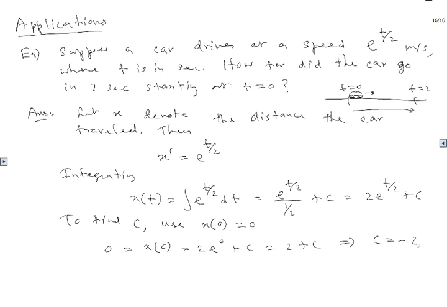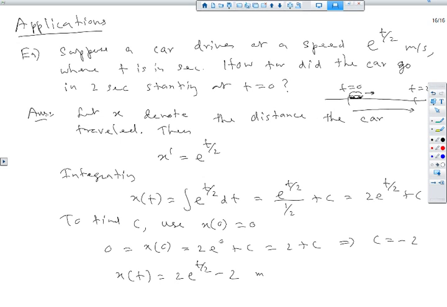Now we're going to get x(t) equals 2e to the t over 2 minus 2. So that's the distance, in meters. Now what do we want to do? We need to know the distance at t equals 2, so we can just plug in t equals 2.